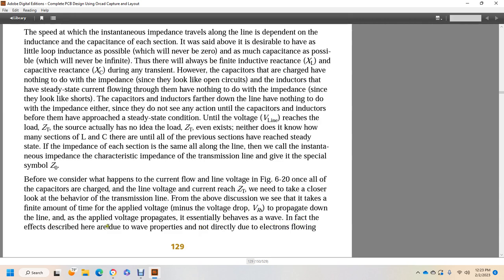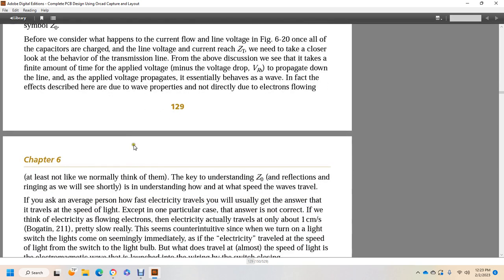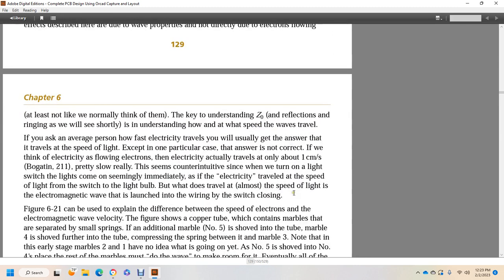In fact, the effects described here are due to the wave property, but not directly due to the electrons' flow, at least not likely. We'll normally think of the key to understanding this as the reflection ranging, which we will see shortly, to understand how and at what speeds signals will travel.